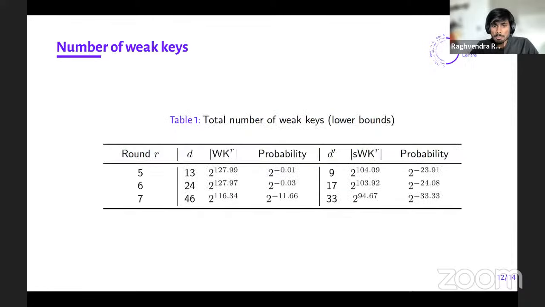Just to end this talk, I will focus on the number of weak keys for ASCON. For 5 rounds, we can have d equal to 30, and we find that almost every key is a weak key because this covers the entire space. The same thing happens for 6 rounds, with d equal to 24, and almost all keys are weak keys. For 7 rounds, we have around 2 to the power 116 weak keys. We also find a small subset of this weak key space for which we can decrease the value of d, from 9 to 33.